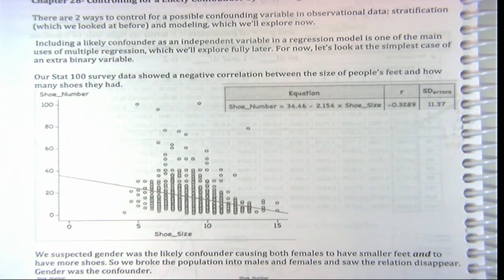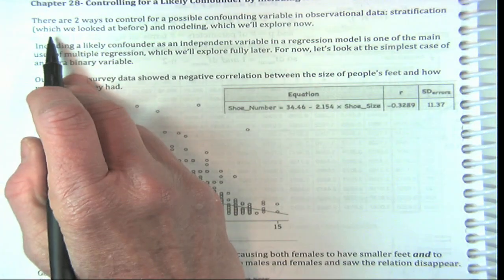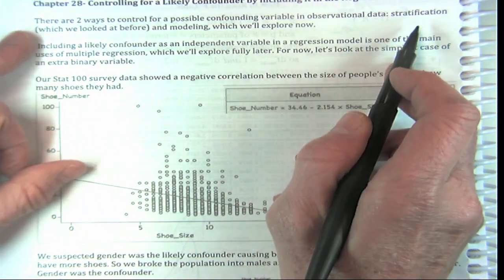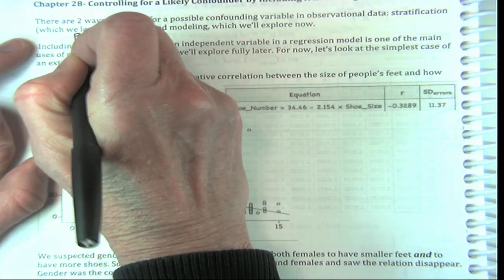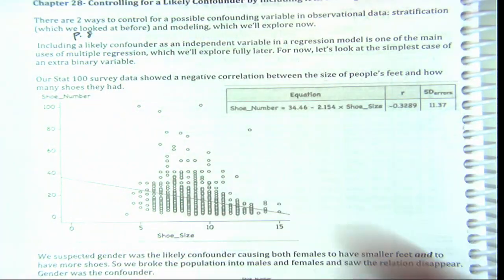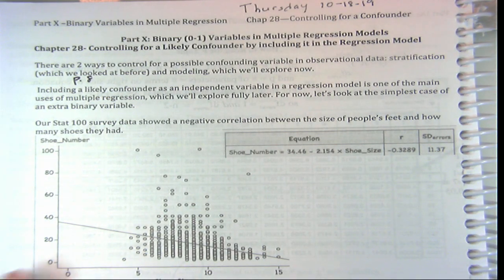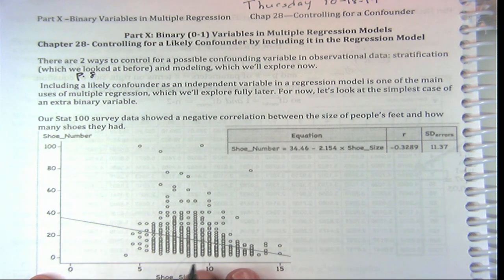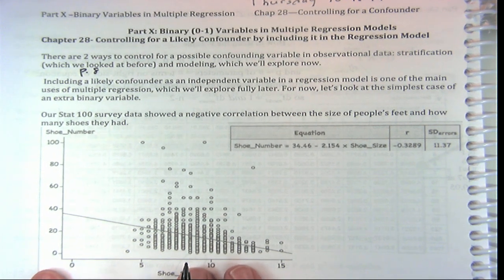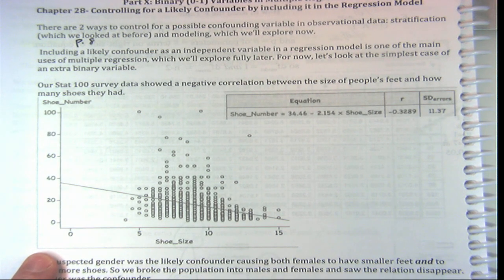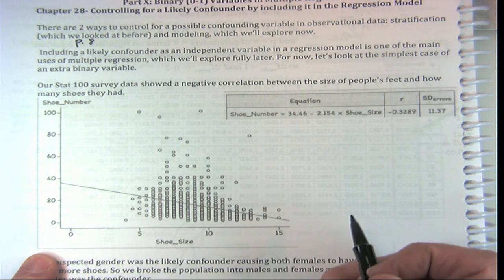So let's look at this example. There are two ways to control for a possible confounding variable in observational data: stratification, which we looked at on page 8, and modeling, which we'll talk about now. We're looking at this simple case from our Stat 100 survey data from a while ago. I'll pull it up in a minute and you can see the data. It's from spring of 2013.